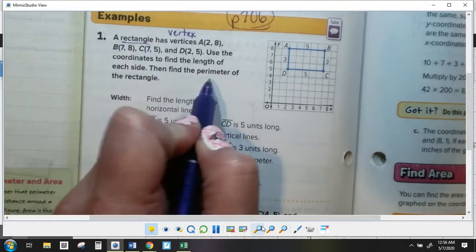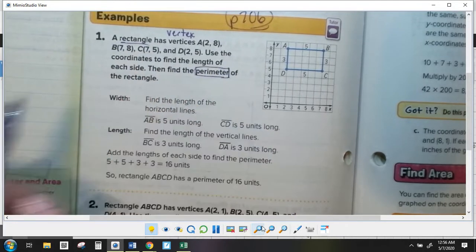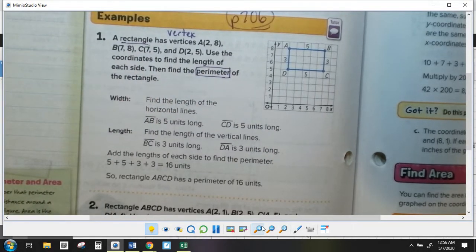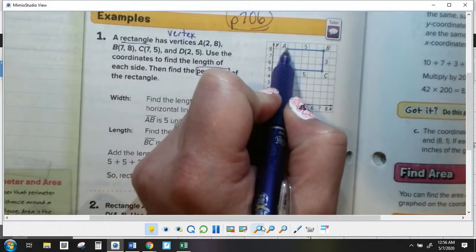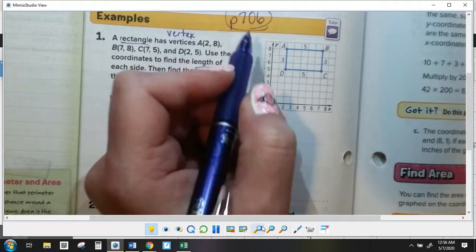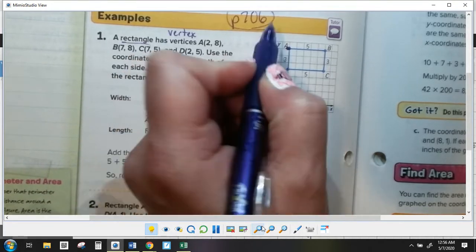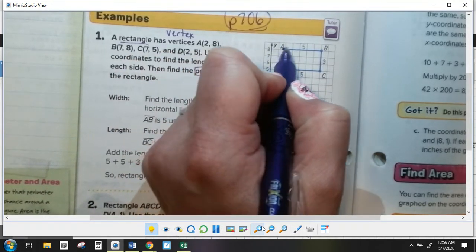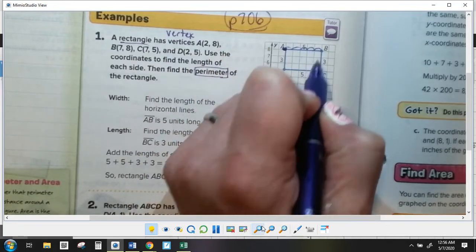Now, they ask us to find the perimeter, and perimeter is like a fence. It's the lines that you would draw. So one side here is 3, 5, 3, 5. If that wasn't shown to you, how could you figure it out? You start at one of the points and you count the boxes. 1, 2, 3, 4, 5.